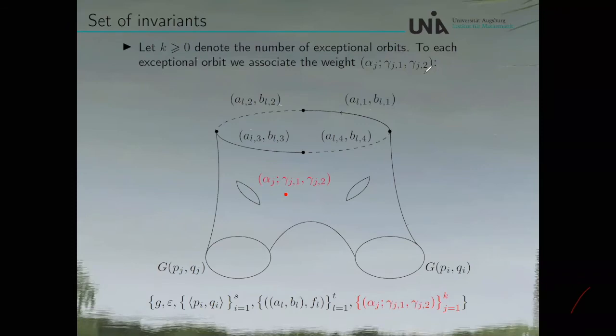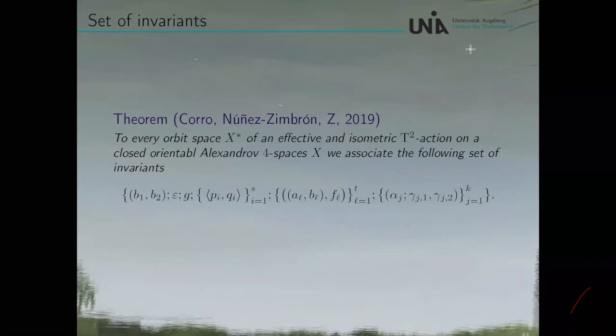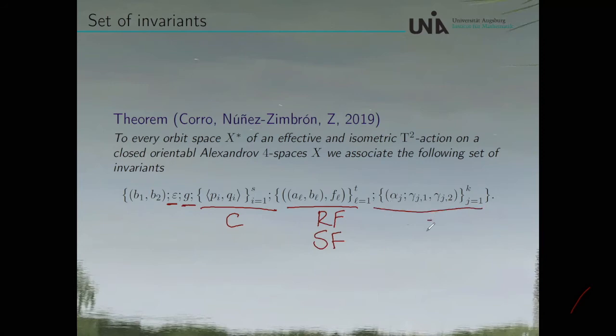Okay, so these are the weights, and now I can give you the set. If we have a four-dimensional closed oriented Alexandrov space with an effective isometric T2 action, then we associate to each orbit space this set of weights. If you look at the weights that I have here, epsilon is orientation, genus, circular orbits, regular fixed point or singular fixed point, and exceptional orbits. I have a new weight here.